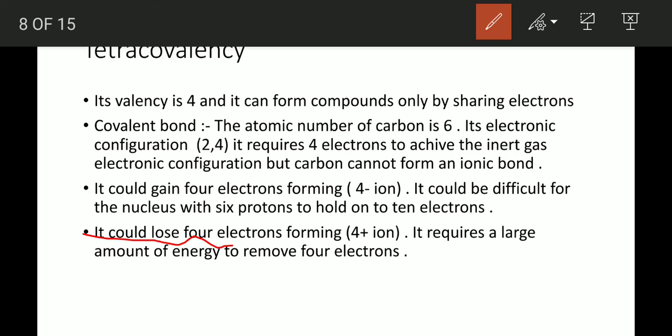It could lose 4 electrons forming a 4 plus ion, but it requires a large amount of energy to remove 4 electrons.